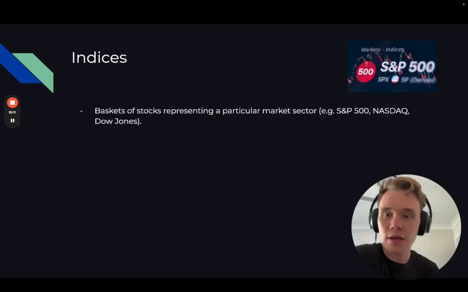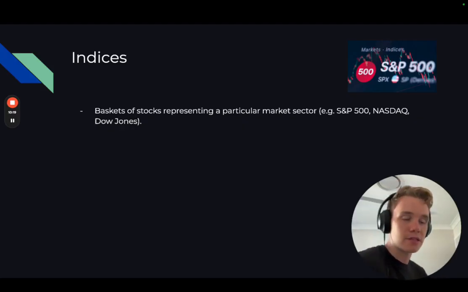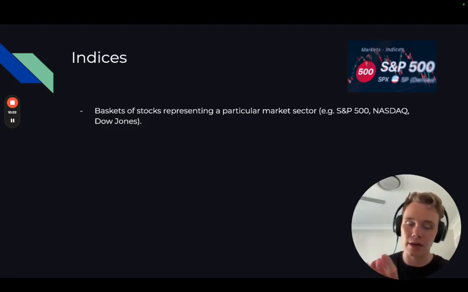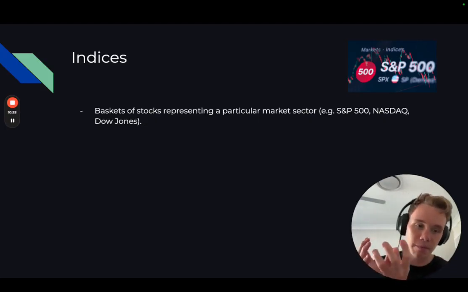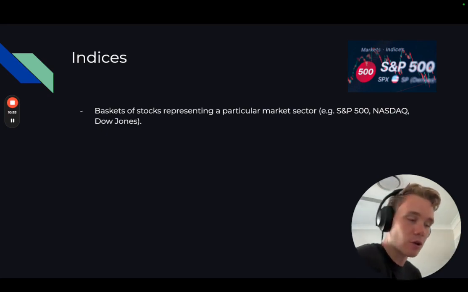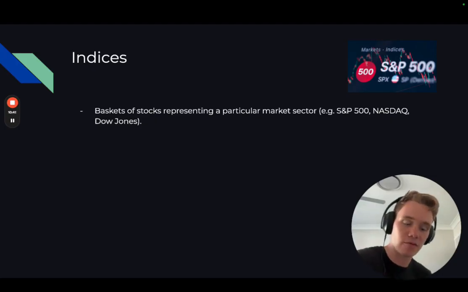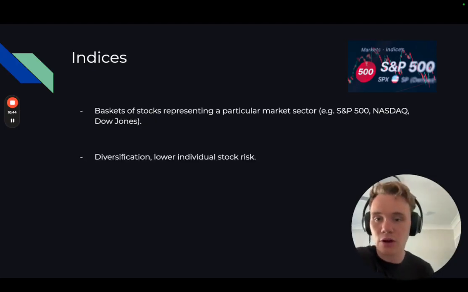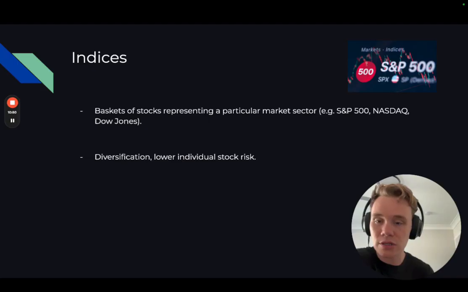Now moving on to indices. These are a basket of stocks representing a particular market sector. For example, the S&P 500, the Nasdaq, and the Dow. So instead of buying just an individual stock like Nike or Amazon, these are grouped into what's called an index. It's a basket, if you will, and that tracks a big sector. For example, the Nasdaq is the tech sector. So this is where all of the major tech players are grouped, and that index tracks the overall average of it. So it just alleviates that risk of having the company-specific stock. So they're good for diversification, and that lowers the individual stock risk, as I just mentioned.